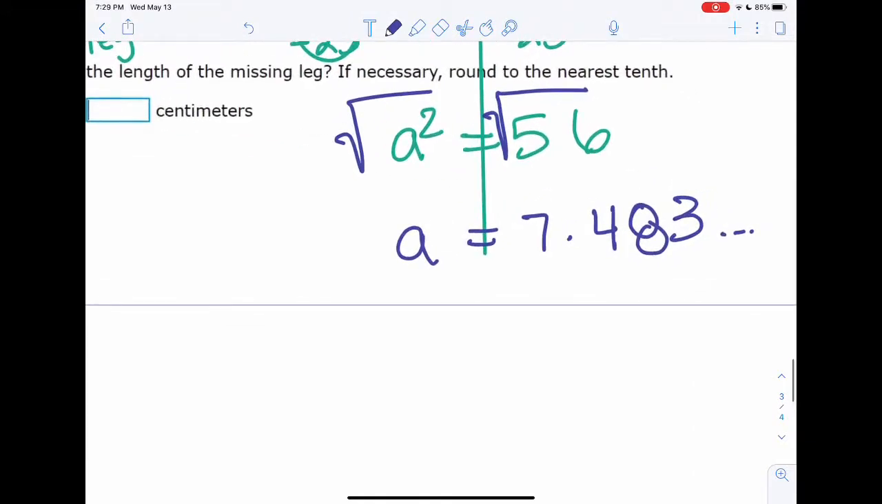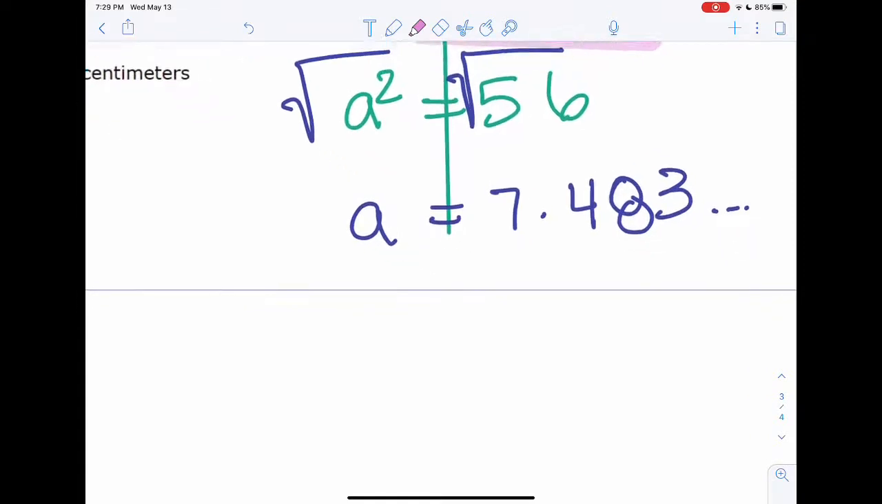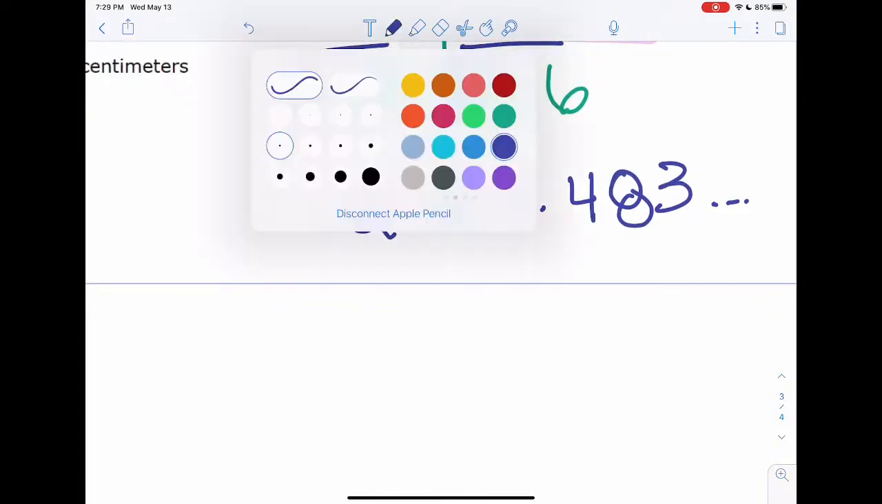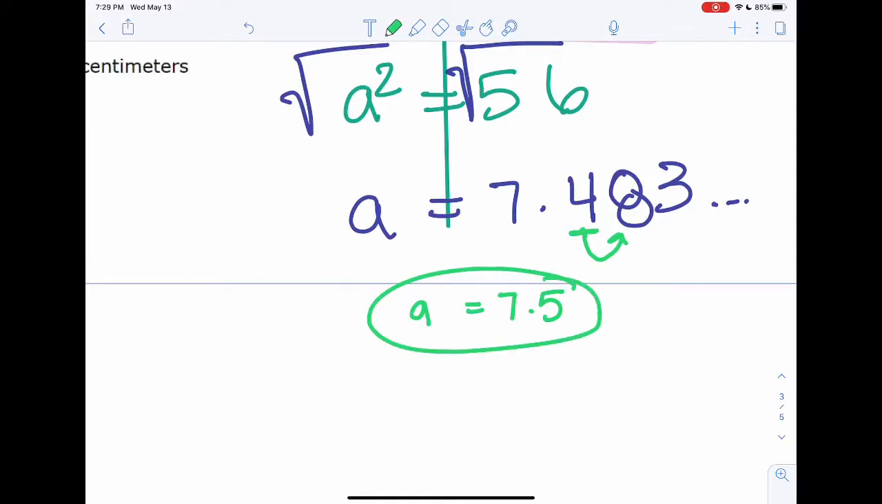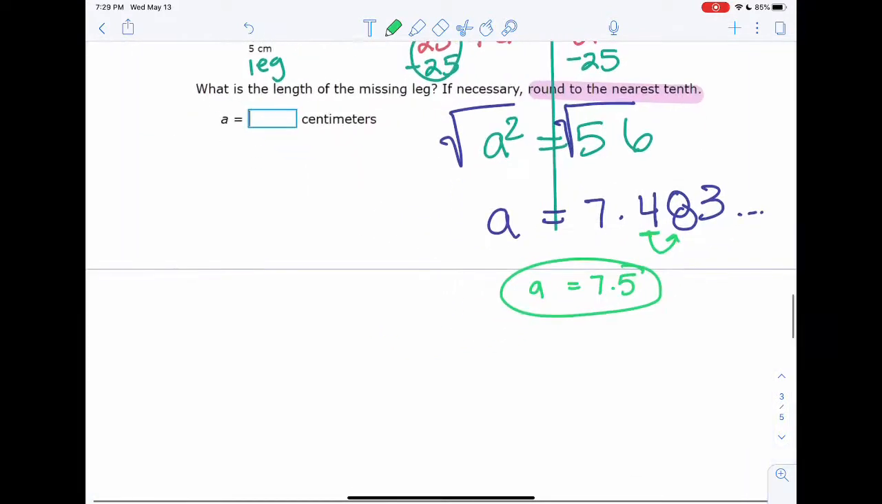It tells me in my problem that I need to round to the nearest tenth. So my tenths place is right here on the 4. I look to the right. If this number is bigger than 5 or equal to 5, then I round up. So my answer is 7.5. Okay, so a equals 7.5 centimeters.